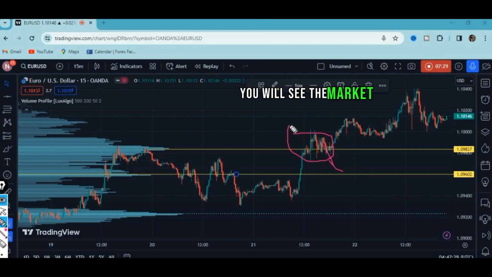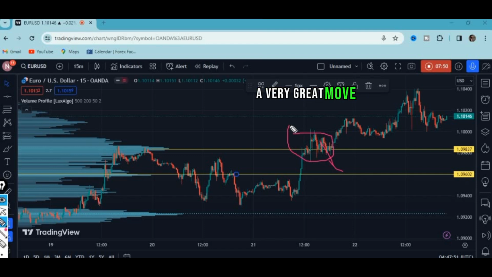You will see the market consolidating. Why does the market accumulate? Because this is where institutions are laying their orders, and laying their orders is whereby liquidity is built. Okay, and once liquidity is built, guys, you know displacement can take place.